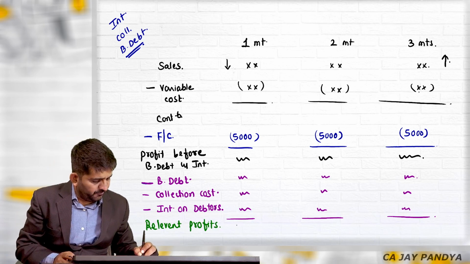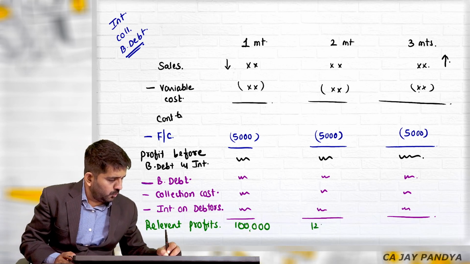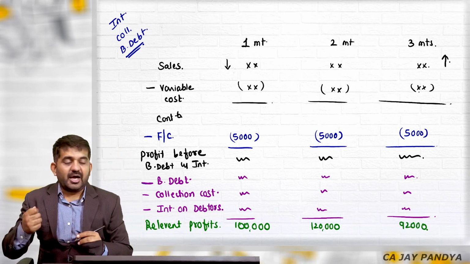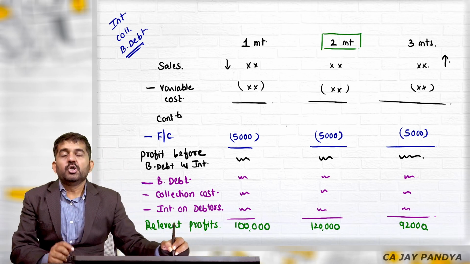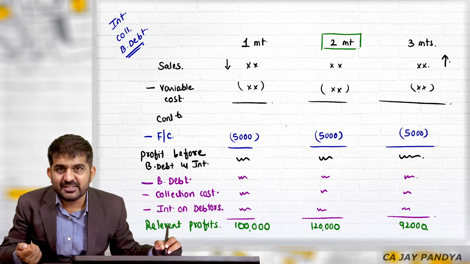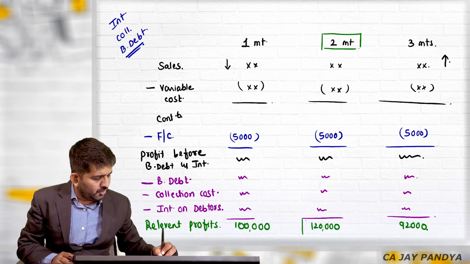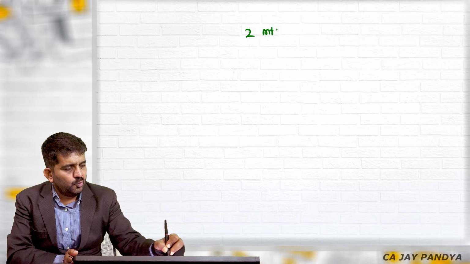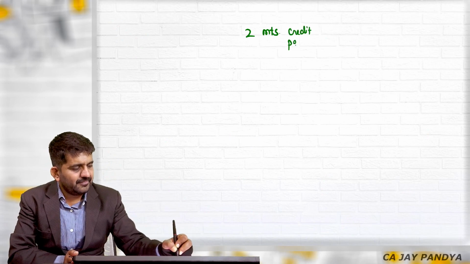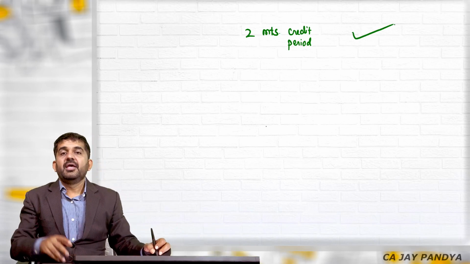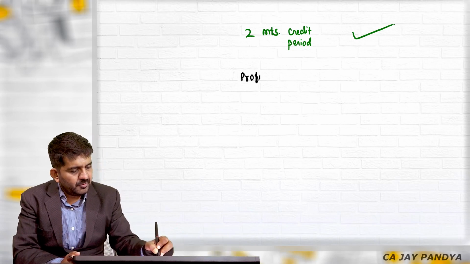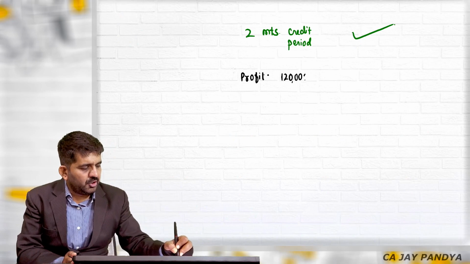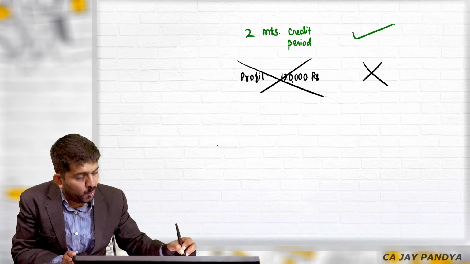And what is relevant profit? Say it is 1 lakh over here, 1,20,000 rupees over here, and 92,000 rupees over here. I will select the answer that I should give 2 months credit period to my debtors, and hence I will earn a profit of 1,20,000. The answer is no. Should I select 2 months credit period? Yes. And my profit will be 1,20,000 rupees.